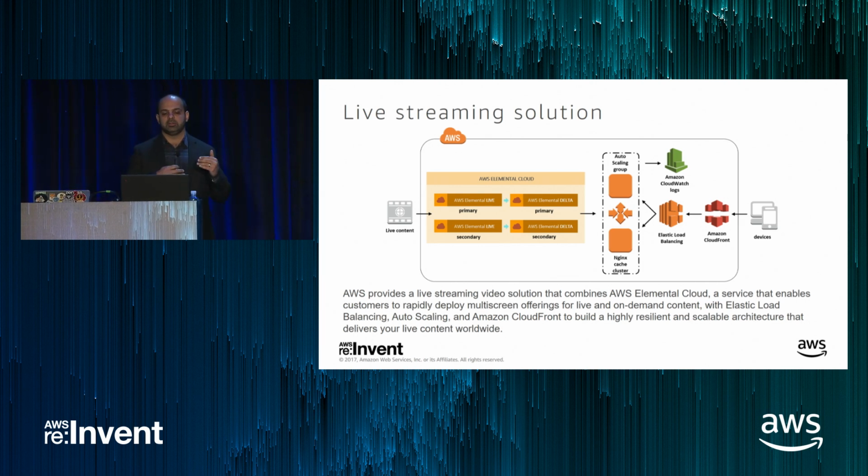Once that stream comes in and it's processed by Live and Delta, packaged by Delta, it actually spits out the underlying output that you have requested through your AWS Elemental Cloud settings. And then there is a whole Nginx cache cluster in front of it to give you that HA and scalability in an autoscale group. And then through the elastic load balancing, it goes out through CloudFront to the devices.